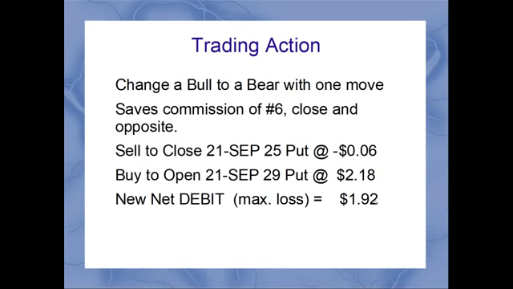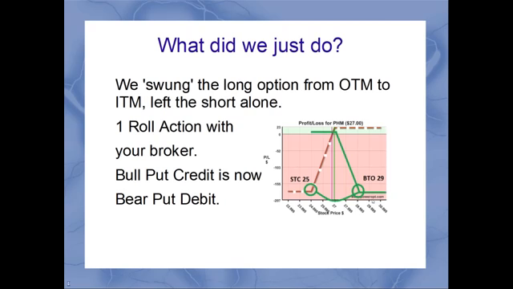So my debit in the position is $1.92, and what am I left with? I'm left with a bear put debit of a 2-point spread, where if it stays below 27, the pivot point, I get 2 points back. I make an 8-cent profit. Not quite half of the 20 cent, but pretty close.